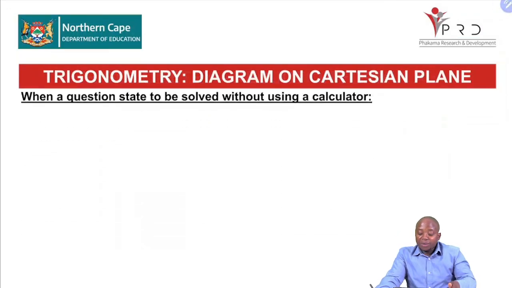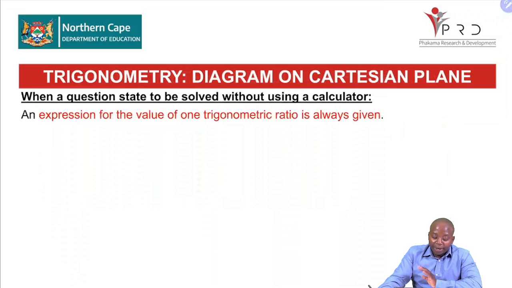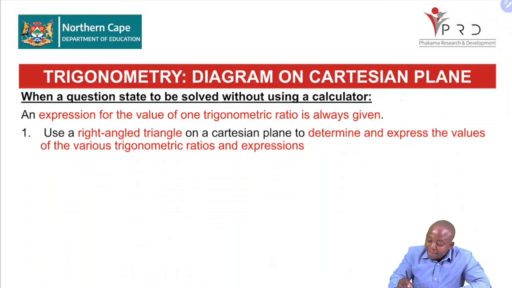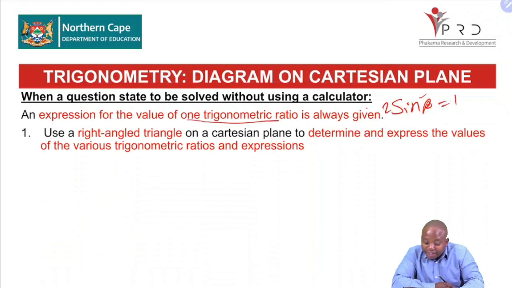Now, let us start looking at the first question, where we are working with a diagram on a Cartesian plane. When a question states to be solved without using a calculator, what are you supposed to do? Number one, an expression for the value of one trigonometric ratio is given. Maybe they will say 2 sine beta is equal to 1. So they are giving us the value of one trig ratio, which is the sine in this case.